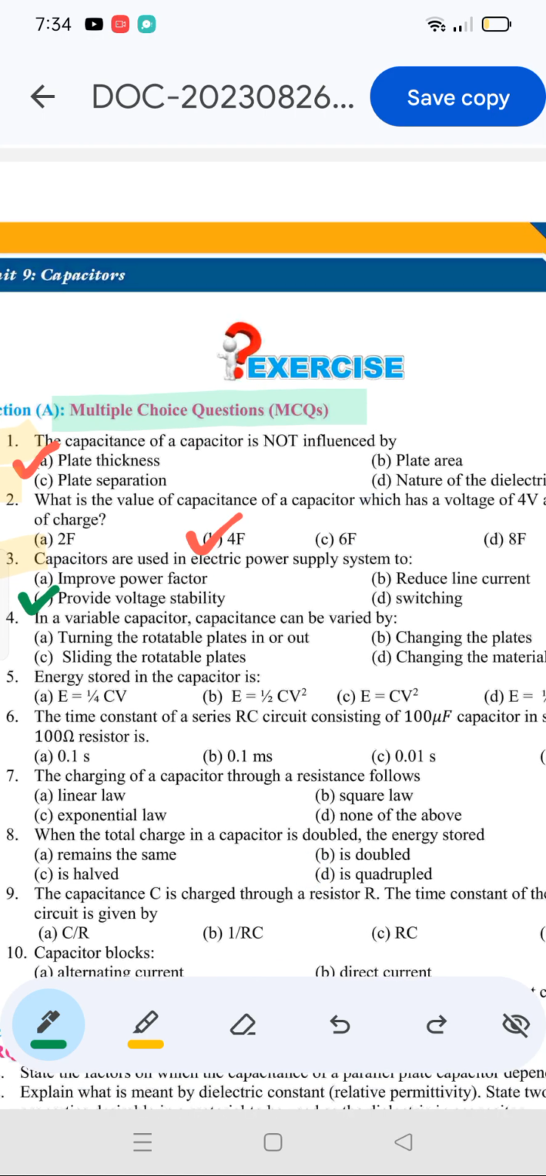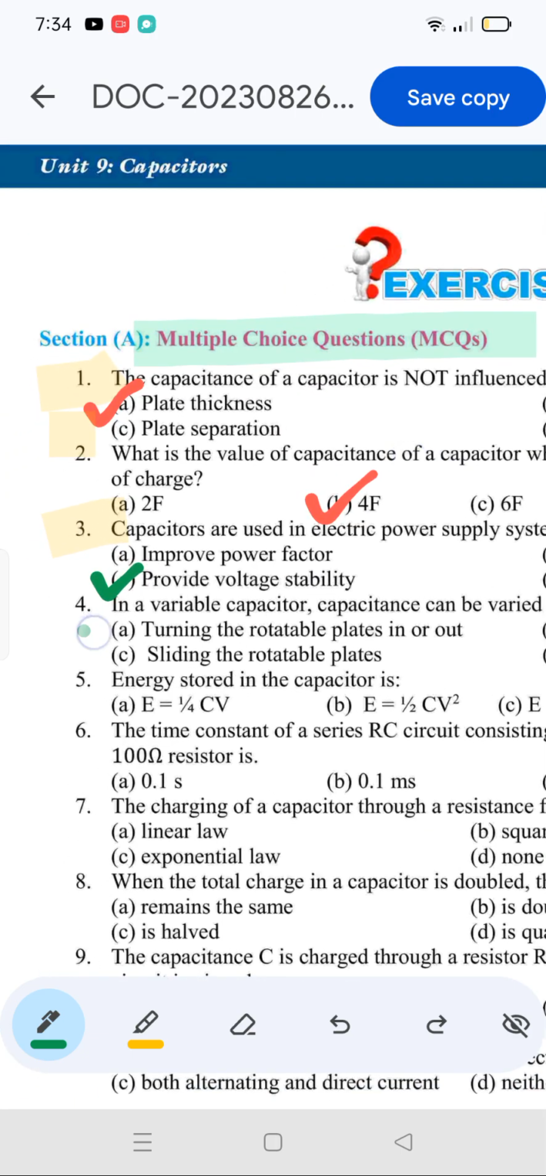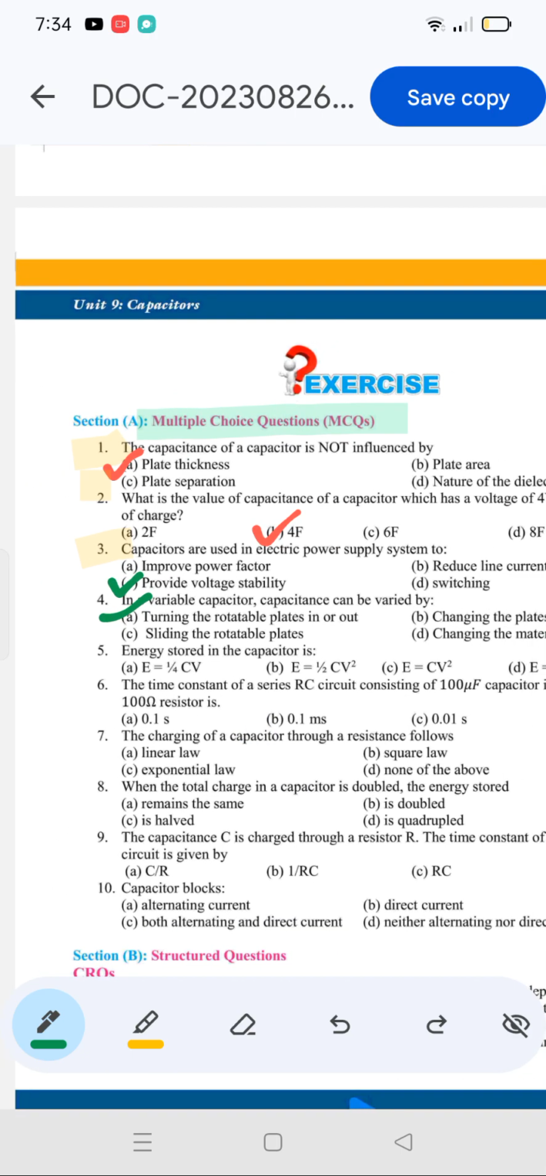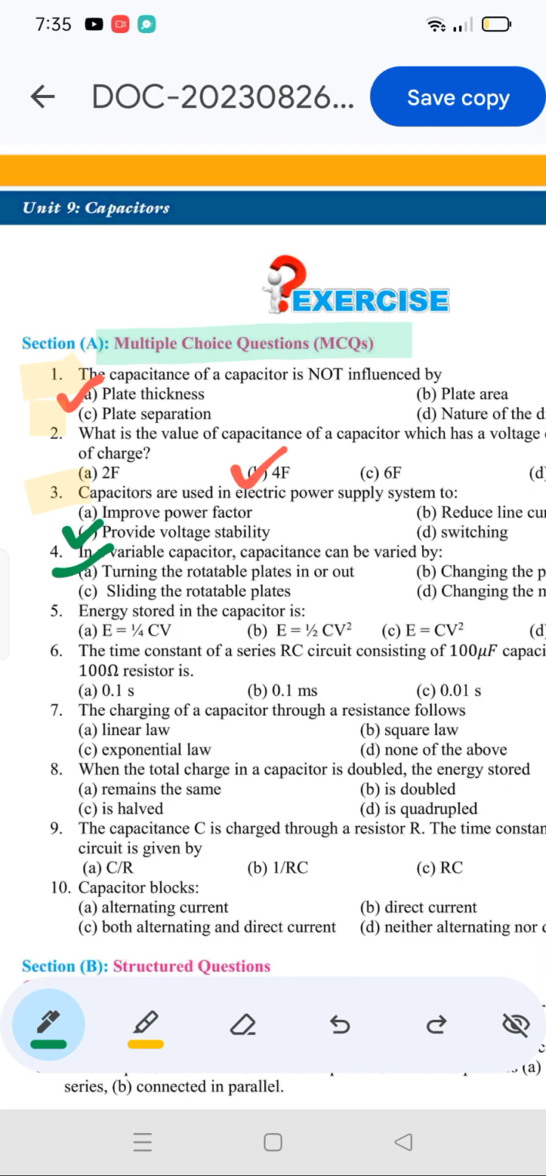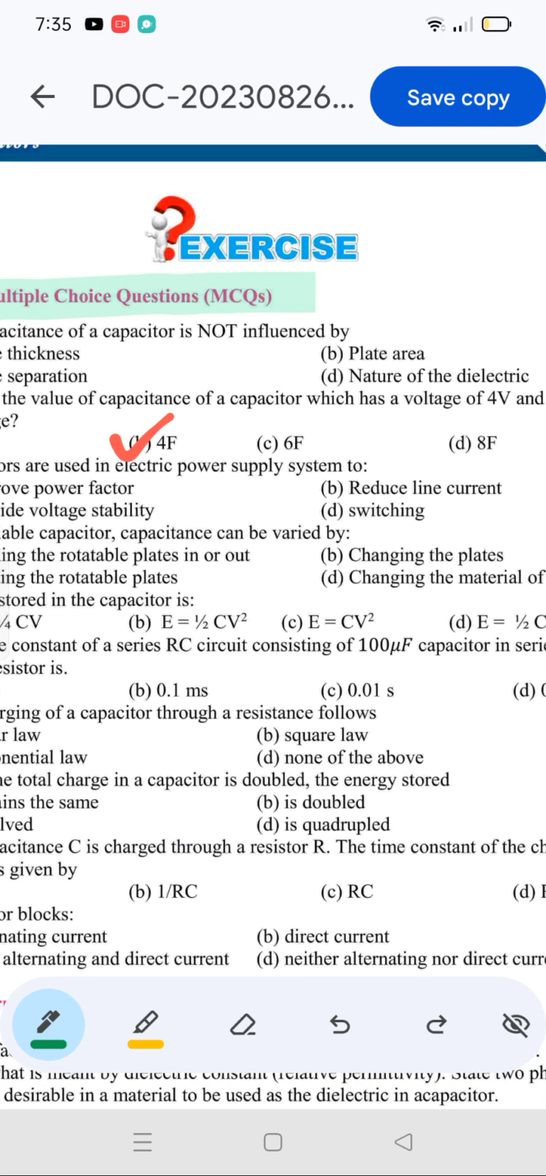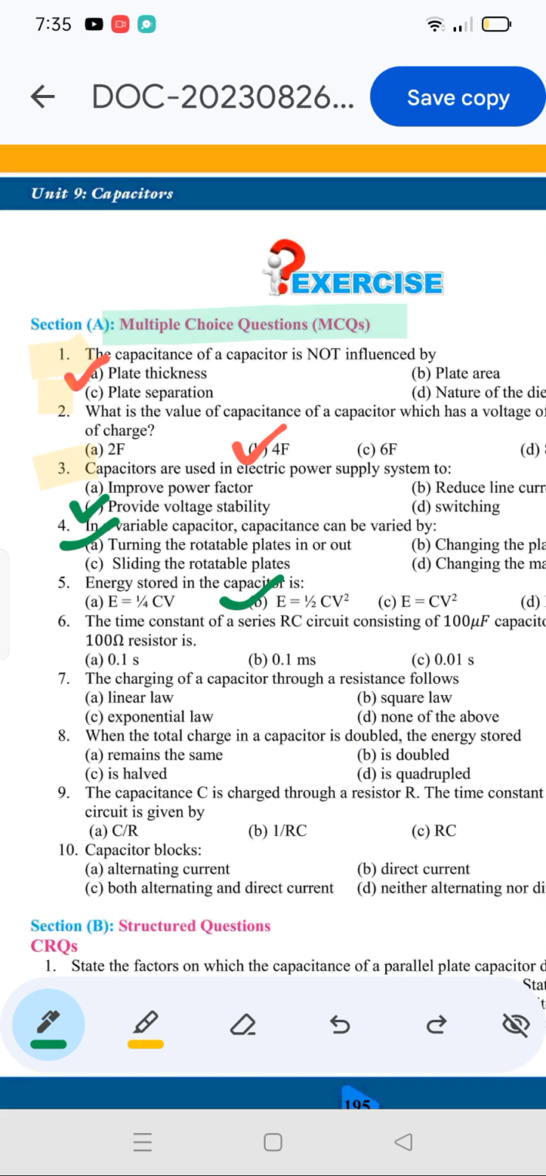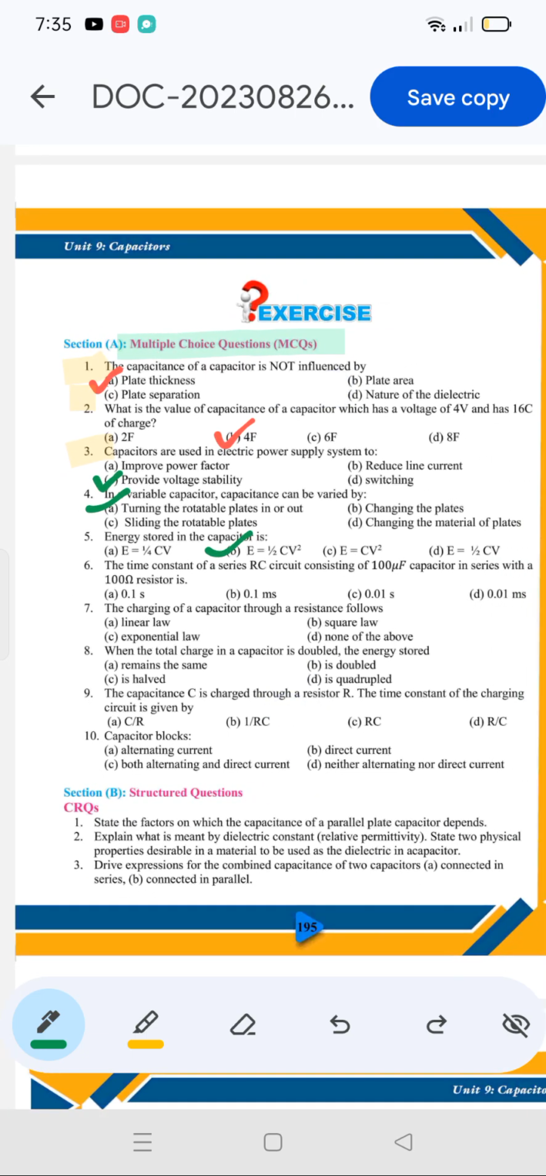In the fourth option, in a variable capacitor, capacitance can be varied by turning the rotatable plate. The theory we have already read about, right? We have discussed the 4 different types of capacitors: the variable capacitor, ceramic capacitor, film capacitor, and electrolytic capacitor. Then they are asking about the energy stored in the capacitor, this would be 1 upon 2 CV square, right? This we already know. Instead of M, we are going to write C.